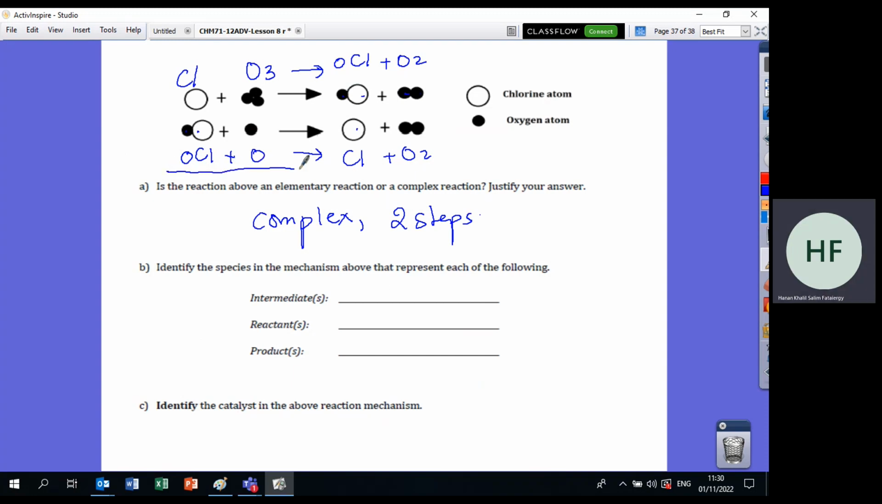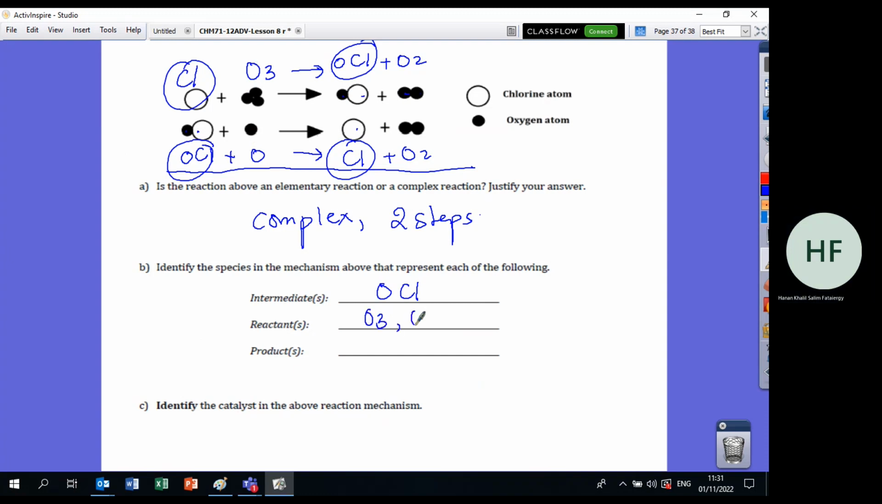Now, let's add. Okay, OCl and OCl will cancel. Cl with Cl will cancel, but this is a catalyst, not intermediate. Okay, so the intermediate is OCl. The reactants are O3 and O. The products are O2 and O2. Or you can say 2O2. What is the catalyst? The catalyst is Cl.